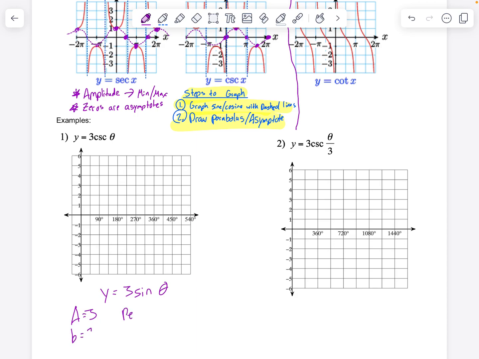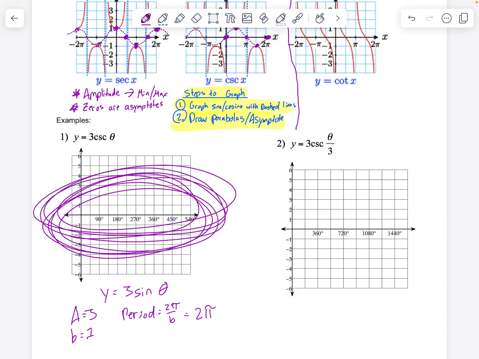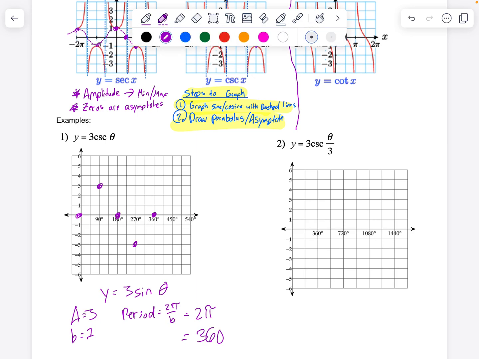Period. Oh, let's do your b first. B is 1, right? Your period is 2 pi over b, which is just 2 pi. Notice on your graph, you're not dealing with radians, you're dealing with degrees. 2 pi in degrees is 360. Okay, so I'm gonna mark this here. Again, I'm doing sine, so I know it's gonna be here, here, halfway. Again, my amplitude is 3, so at 90, it's gonna be at 3. At 270 is -3. Again, we're doing dash lines first.